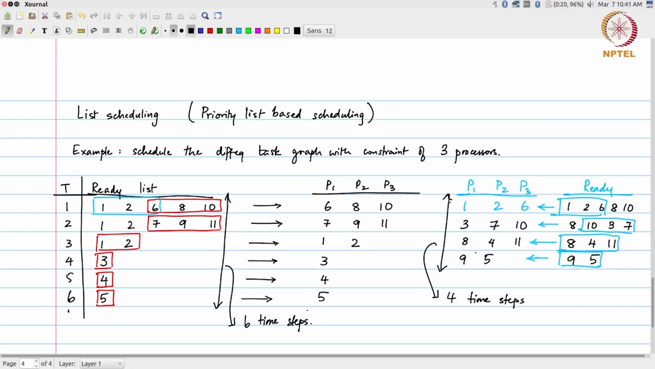Okay. Once again, the example that I have given over here is for the specific case of resource constrained minimum latency, right, because I basically told you that there are 3 processors. So, there is a resource constraint, and then asking you to minimize the latency.